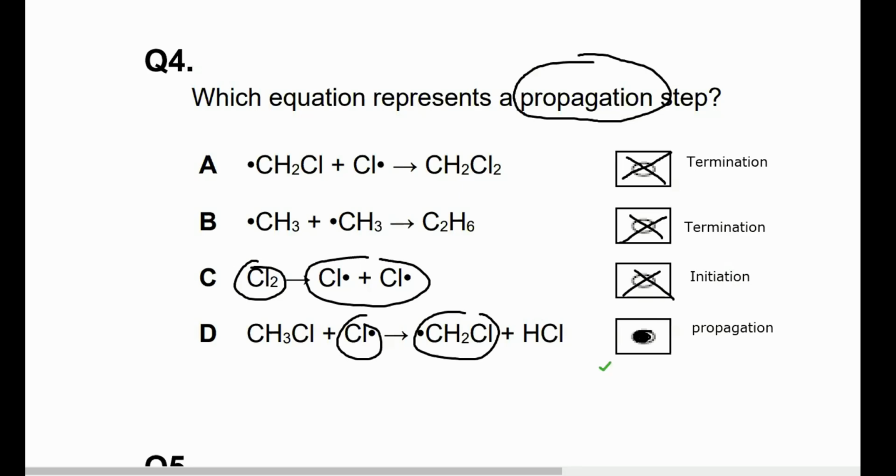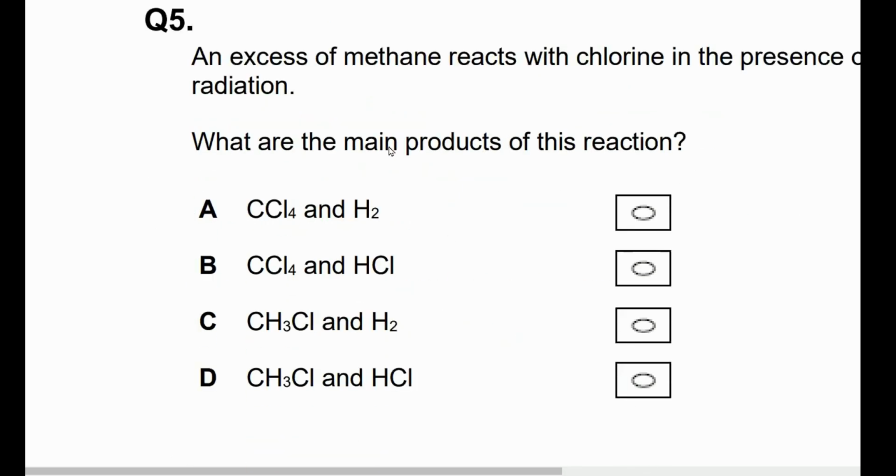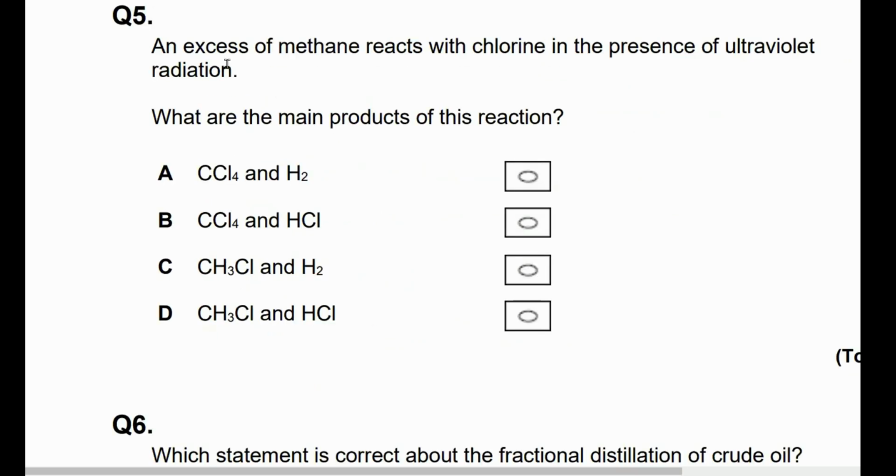Let's go. Question 5. An excess of methane reacts with chlorine in the presence of ultraviolet radiation, UV light. What are the main products of this reaction? Well, hydrogen, nah, that's not formed during free radical substitution. And then we've got tetrachloromethane and hydrochloric acid. Well, you kind of need excess chlorine there and you need a different starting hydrocarbon. So again, we're not forming hydrogen, so we can get rid of that one. So we're looking at the one here with chloromethane and hydrogen chloride. And that's the correct answer.